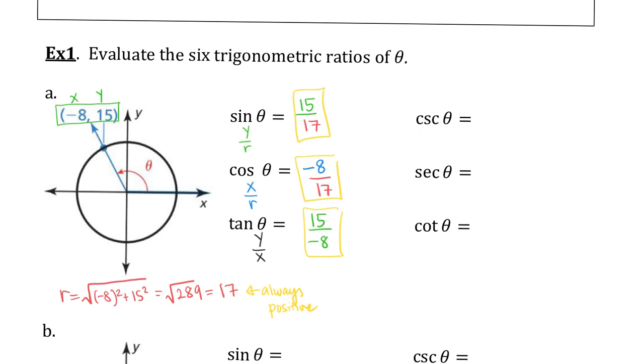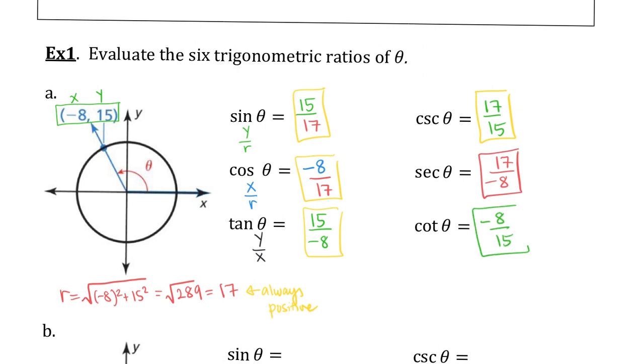Okay, now cosecant. What's cosecant the reciprocal of? Cosecant is the reciprocal of sine. Since sine is 15 over 17, cosecant is 17 over 15. Okay, secant is the reciprocal of cosine. Let's do the reciprocal of cosine. I'm going to get 17 over -8, and the negative can go on the numerator, the denominator, or the middle. Cotangent, reciprocal of tangent. So let's make this -8 over 15.